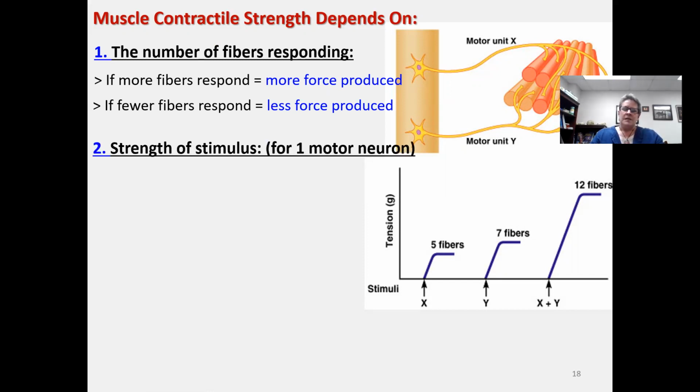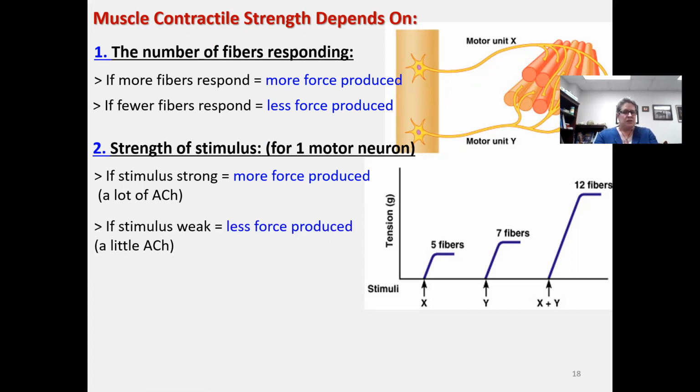Now, another thing that affects how much force is produced is the strength of the stimulus. So if the strength is very strong, and that can be interpreted that there is a lot of acetylcholine released into the synapse with those muscle fibers, you get much more force. As opposed to if there's only a little acetylcholine released, that's a weak stimulus and less force is produced. Okay, so we went back through this back in chapter 4.1. We were talking about a graded potential where it's the amount of stimulus, the amount of neurotransmitter released that depends and will determine the response of the cell.